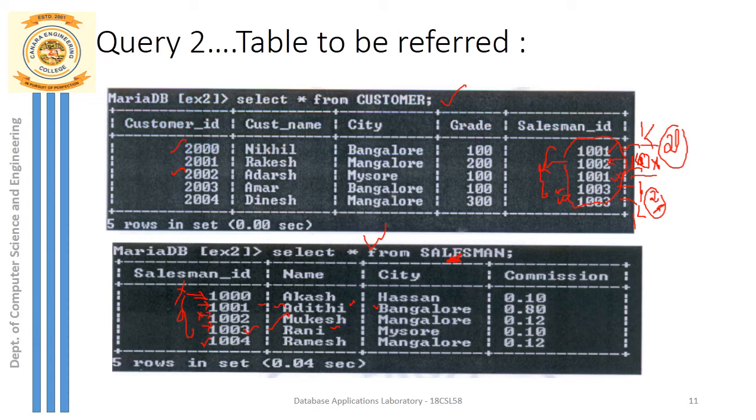See, my matching condition is very much required for this purpose: S dot salesman ID equal to C dot salesman ID. Why do I do that? Only those salesmen who appear here in the customer table, only those salesmen you have to consider, not all the salesmen you have in the salesman table. So that is why you have to write that matching condition, C dot salesman ID is equal to S dot salesman ID. Okay, right.